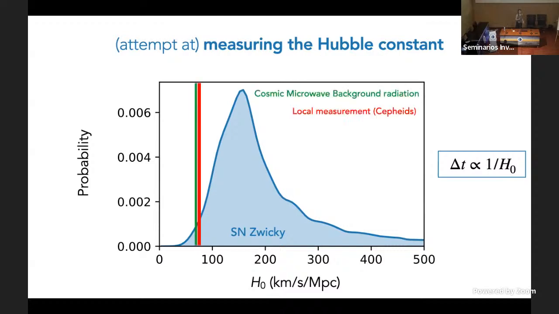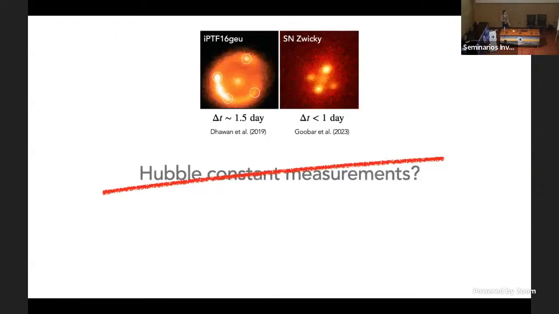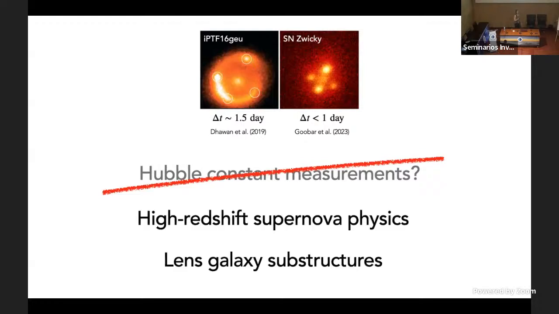And if you then plot over the leading measurements of the Hubble constant from the CMB and the local measurements, then you see that supernova Zwicky is not going to do anything to distinguish between those. So it's not going to solve the Hubble tension. But that's okay, because we can use them for other things. For example, to learn more about high redshift supernova physics and about lens galaxy substructures.